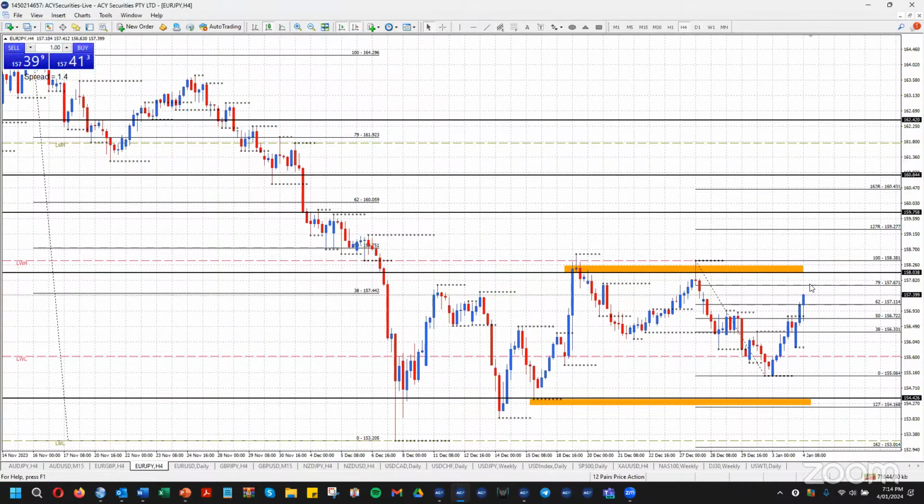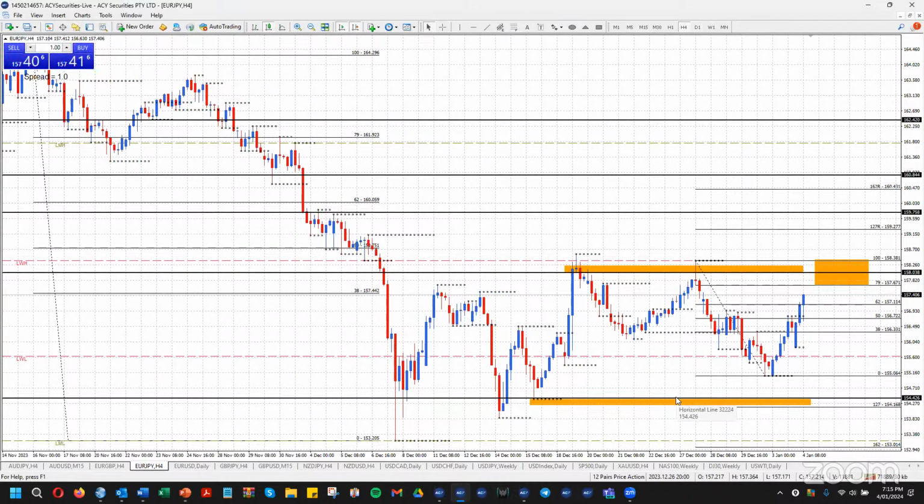Watching 157.67, or it could even get up to 158 once more. It could come up to the top of the range. So I would be watching this whole area here on a lower time frame. Does it start to turn around, to then move back down?